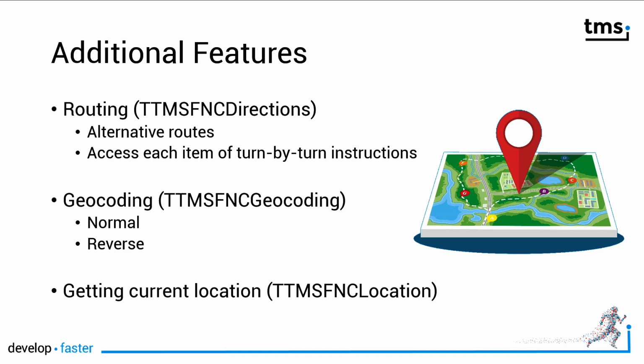Geocoding, normal and reverse, meaning you enter coordinates and you get the address, or you enter an address and you get the coordinates. Both operations are supported. And of course, you can ask for the current location. There's a component for that as well. And with regards to directions, these also are available on the mapping component now. You don't need to add a separate component anymore in later versions of TMS FNC Maps.